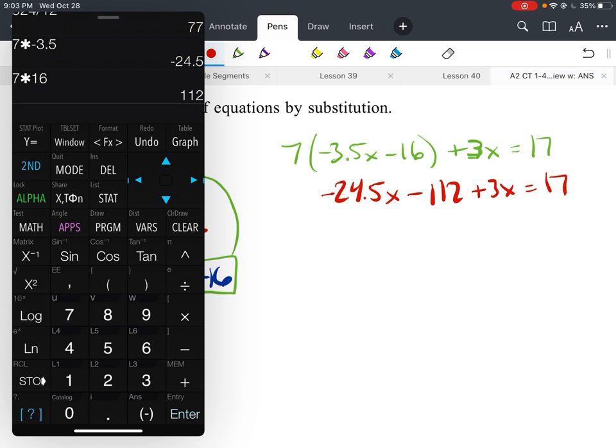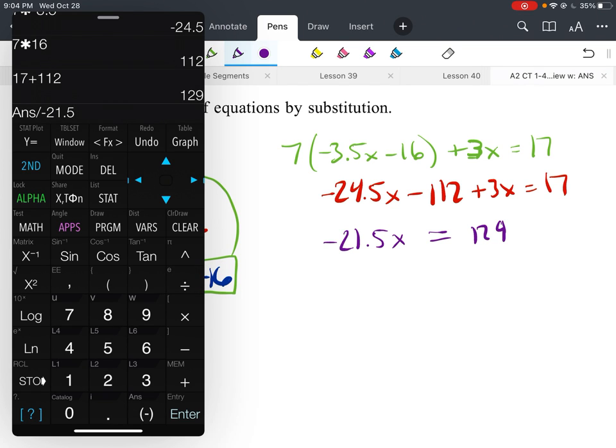Okay, now it's just a little bit of algebra here, nothing major. Negative and positive signs are different, find the difference. So this is negative 21.5x, and I'll add 112 to both sides, so that equals 17 plus 112 is 129, and we'll just divide both sides by negative 21.5, and I get negative 6. Okay, so all that to get negative 6.